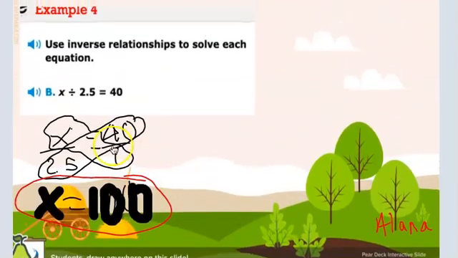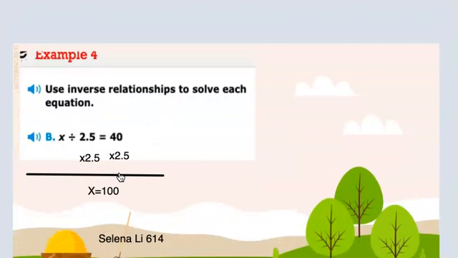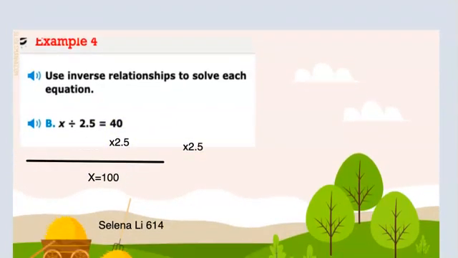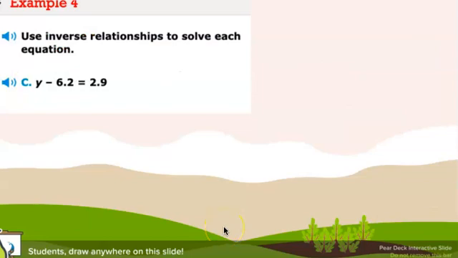Here, cross multiply. So you have x over 22.5. That's correct. You created x over 25 equals 40 over 1. You cross multiply, it is 100. Or you just do it this way. It's fine. Alright, this one is easy peasy again. So you only have 1 minute to solve this problem. y minus 6.2 equals 2.9. Here we go.